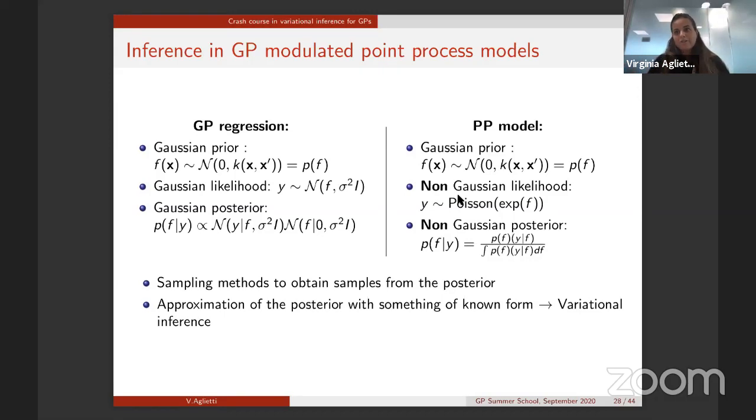for approximate inference, you could use either sampling methods to obtain samples from the posterior, or you can focus on approximation of the posterior with something of known form, like for example, a Gaussian. And specifically, I will focus on the second option, and I will speak about variational inference.